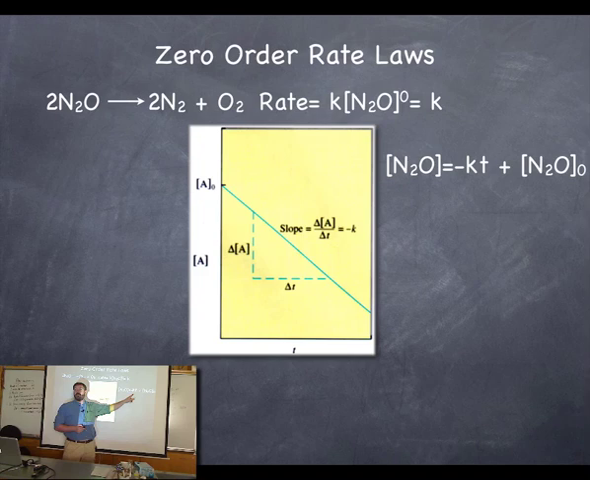Do they give you the line? Depends on the problem. They could give you the data points and ask you to find it. But if they just give you a reaction, you can't do any of this by just looking at a reaction. Reactions by themselves do not tell you any of this. There have to be data, whether it's concentration versus time data, or the method of initial rates.